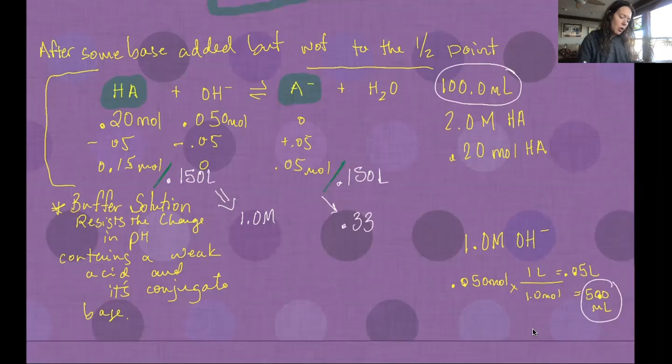Okay, so what happens is we're not done. Once again, we did the moles, we did the stoich part, and we got the new concentration. Because we've got a weak acid and its conjugate base present, a new equilibrium position must be established.